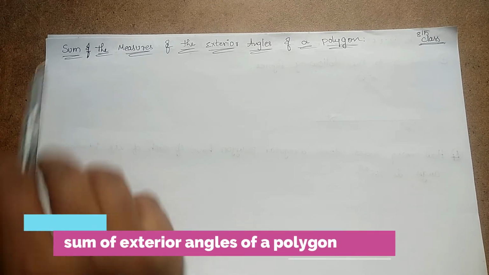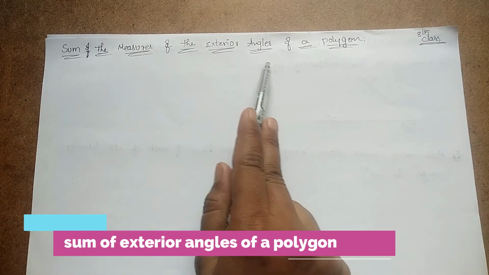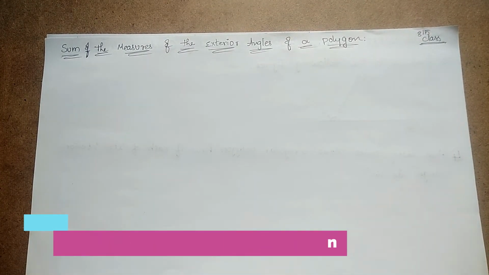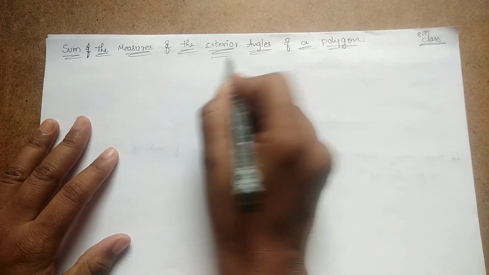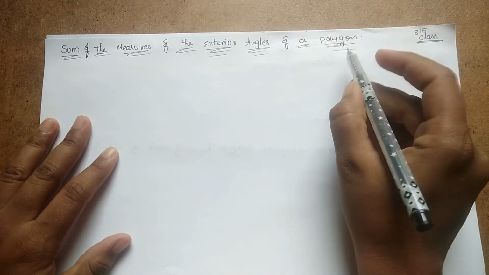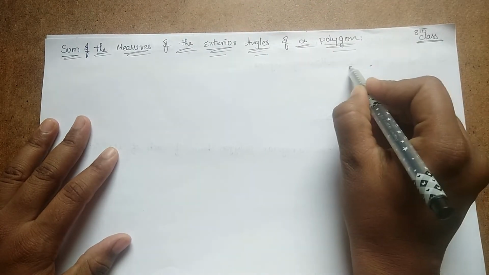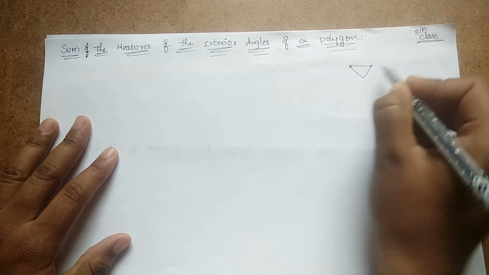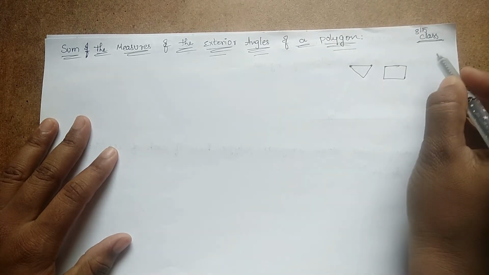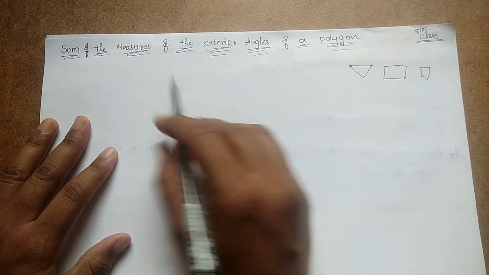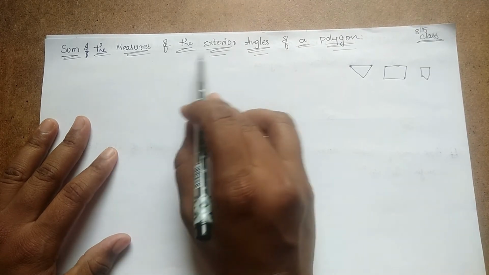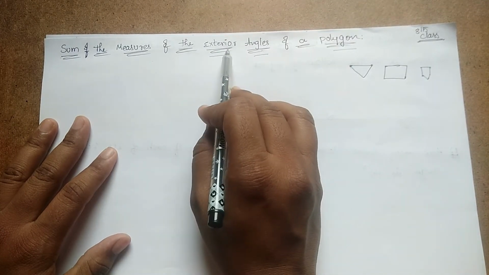Today the topic is the sum of measures of the exterior angles of a polygon, from Understanding Quadrilaterals, 8th class NCERT. Before going into the topic, first of all we have to know the exterior angles of a polygon. A polygon is made up of more than two line segments. It may be a triangle, a quadrilateral, a pentagon, a hexagon, etc. But we have to find here the sum of the measures of the exterior angles.